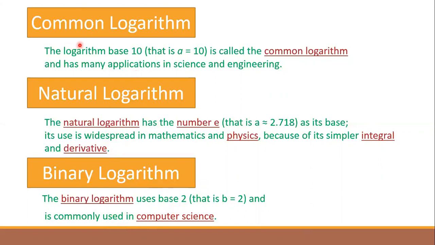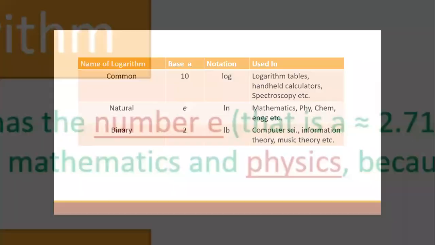So these are the three types of logarithm. The first one is common log: if the log has base 10, then such a type of log is called common log. If the base is e, then it is called natural log, and if the base is 2, then it is called binary log.